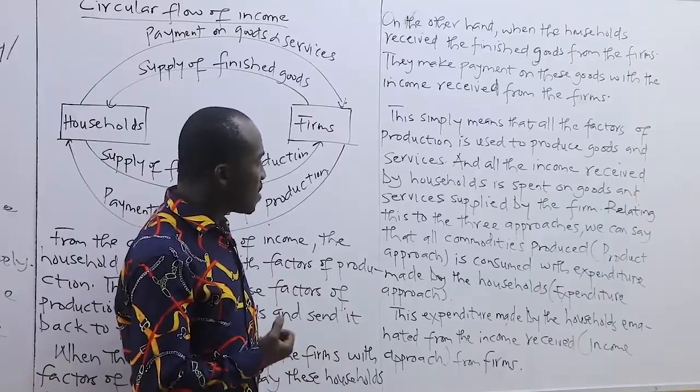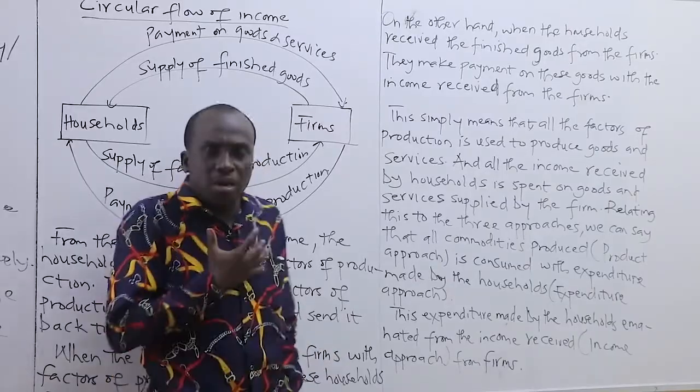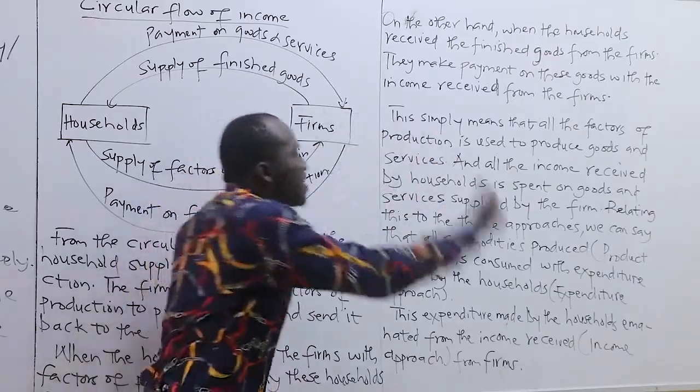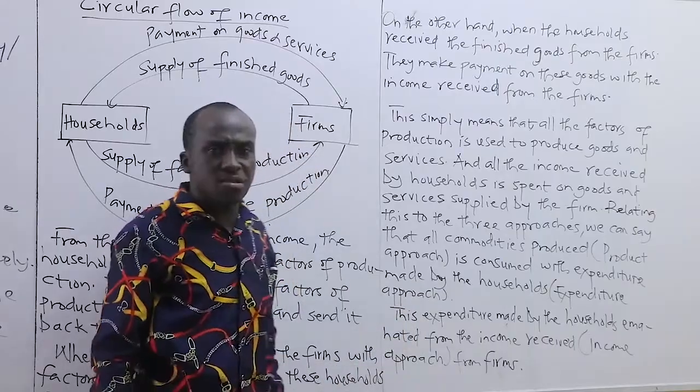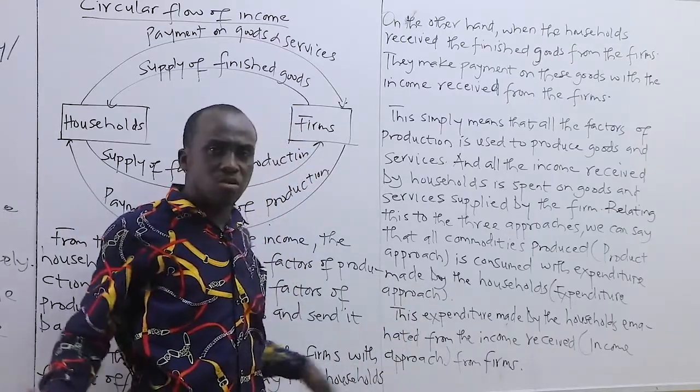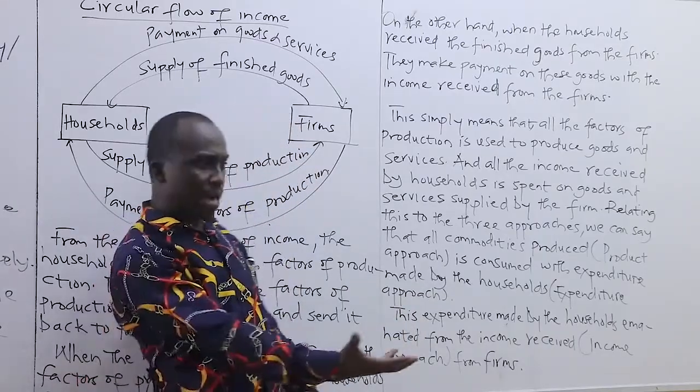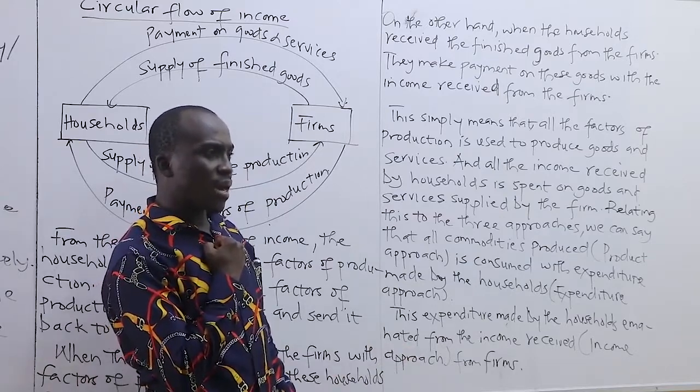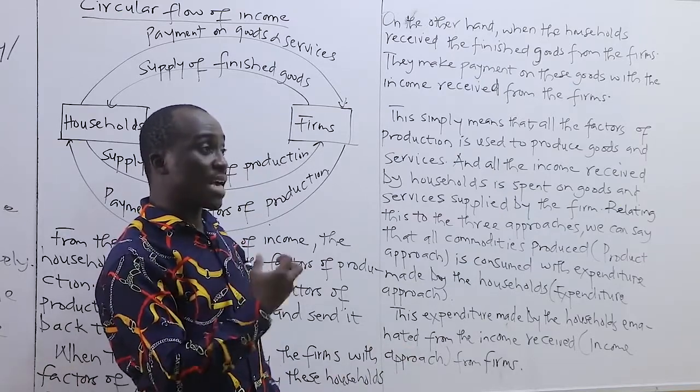All the income the household received, they spent it on goods and services supplied by the firms. So the income they receive, when the firms supply them with goods, they use the income to spend on it.